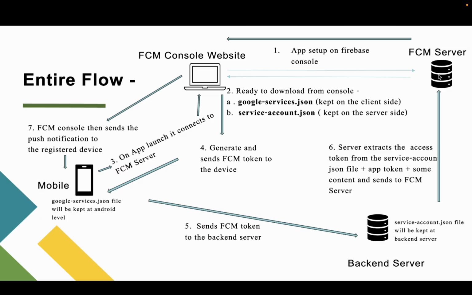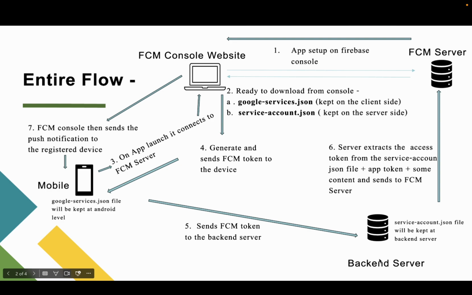Now once the FCM server is connected, it will read all the details about which device the request is coming from, and based on that it will generate the FCM token and send it to the device. This is how the FCM token, or the app token, is generated by the FCM server and sent to the mobile device. Now once the mobile device receives the FCM token, it is our responsibility as a developer to store that FCM token and send it to the backend server.